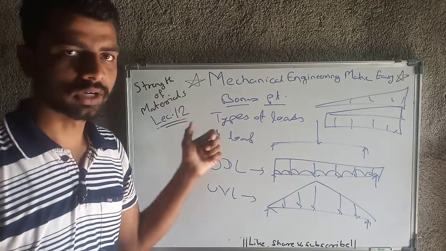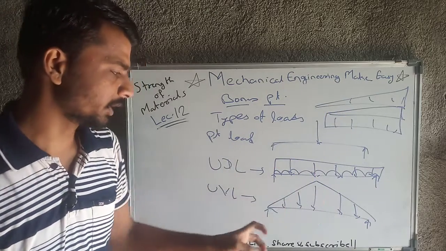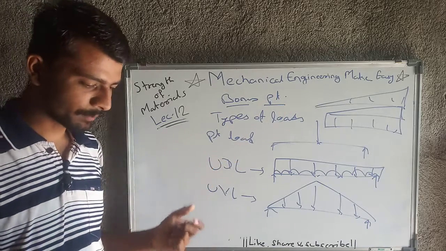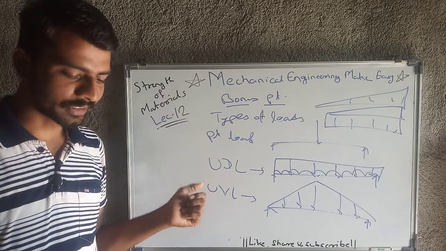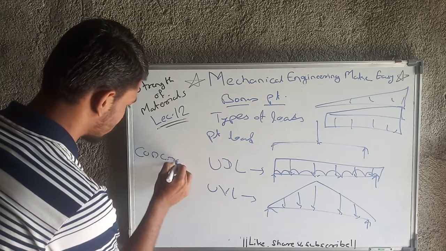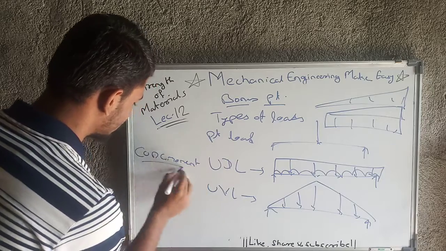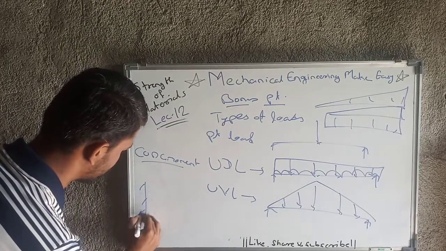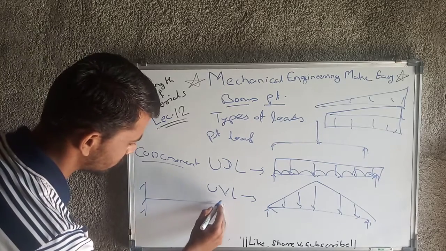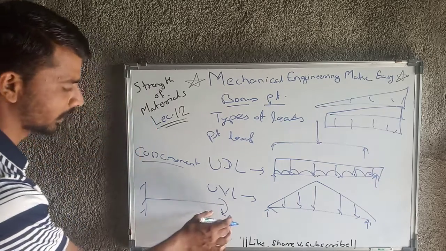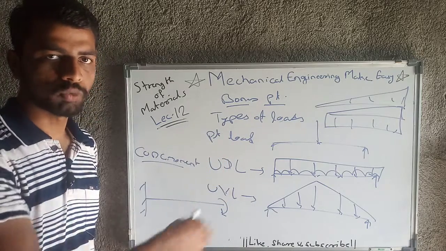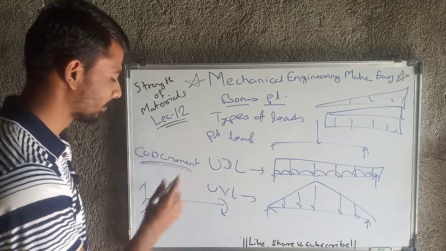For our GATE point of view, this is also an important concept, that is which kinds of loads we use: point load, UDL, UVL, and one more load, that is concentrated moment. Concentrated moment, what is it? For example, this is one beam, I have shown only a cantilever beam, and we have applied one moment here. We haven't directly added a load there, we have added one moment, so this is nothing but a concentrated moment.